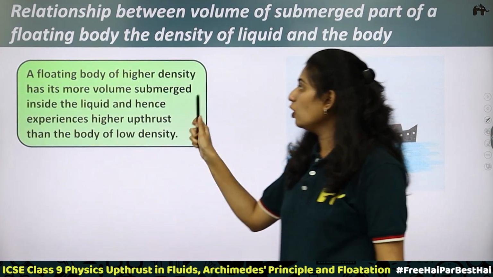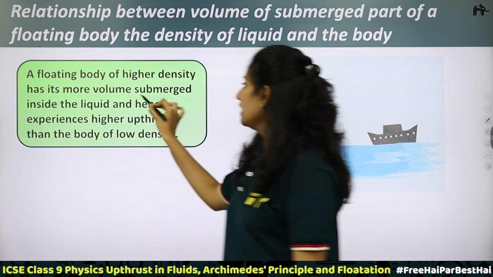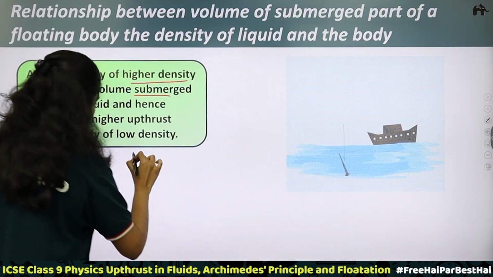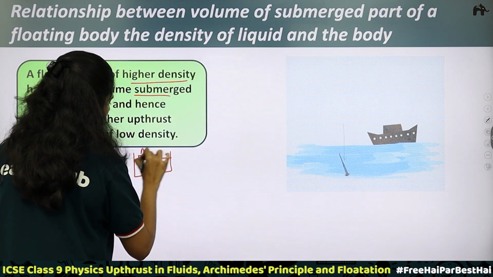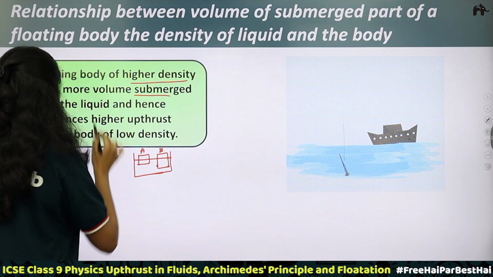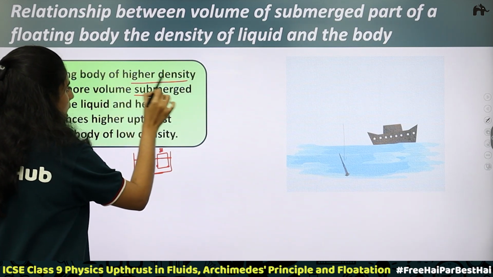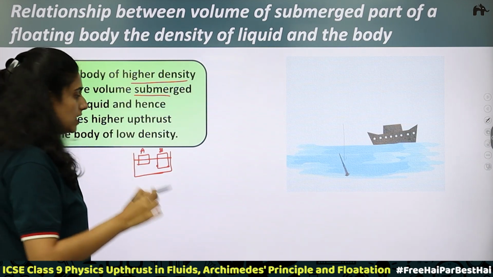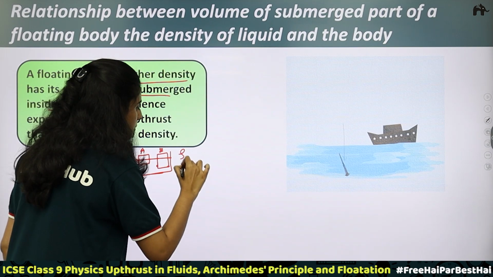Note this point. A floating body of higher density has more volume submerged inside the liquid. Okay, higher density. If you take two bodies, A and B, both are floating. A floating body of higher density has more volume submerged inside the liquid, which means when you take A and B, the one with greater density will be B.